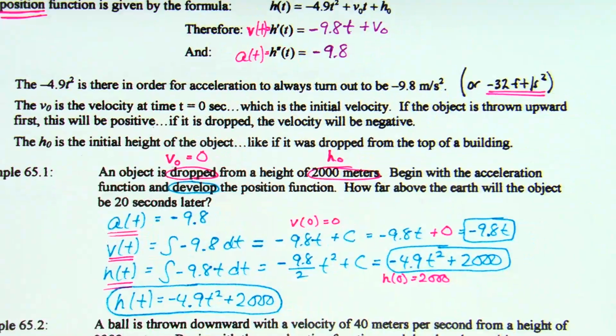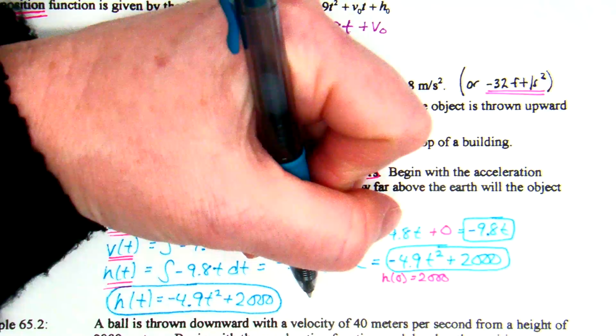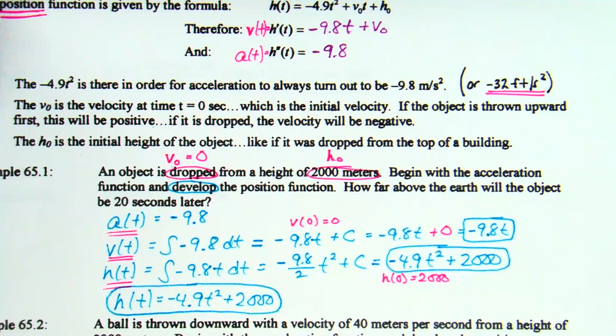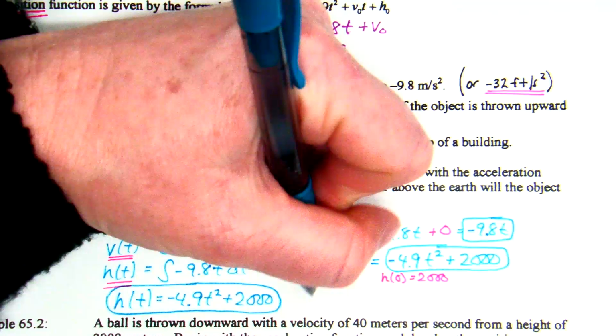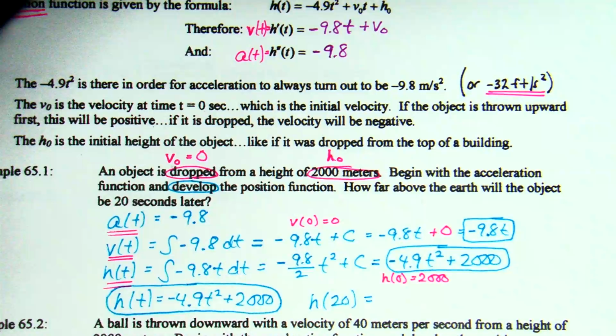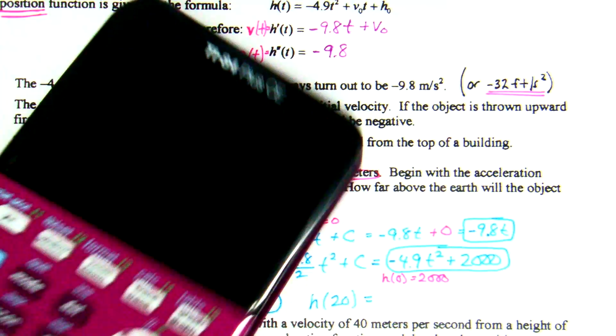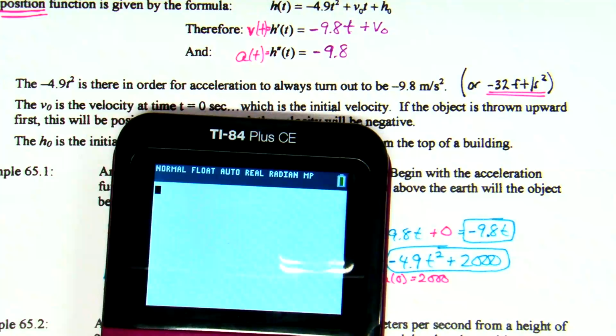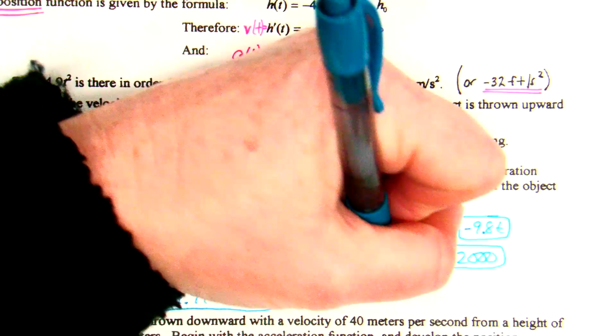And then it said, 20 seconds later, what do I do? Plug in 20, right? Because it's asking for how far above Earth, so that is height, yes? So if you do h of 20, you're plugging in that 20, and the calculator is going to do that math for us, right? Negative 4.9 times 20 squared plus 2,000. And so we get an answer of 40. 40 what? Meters.